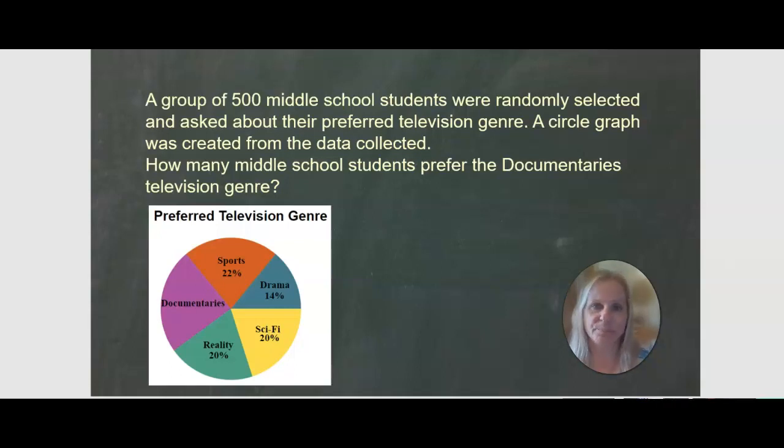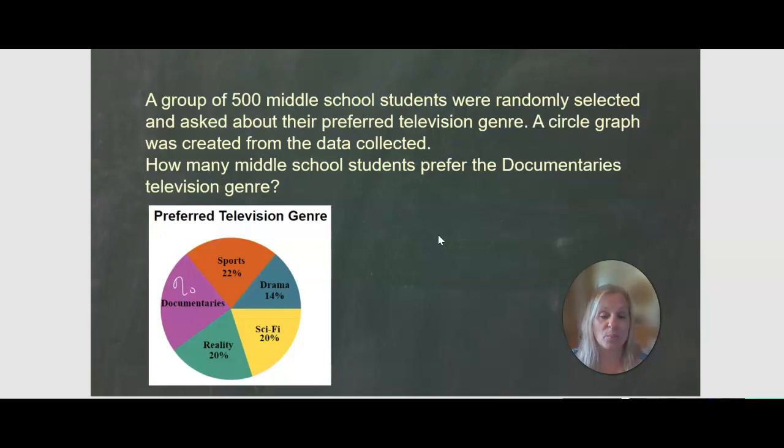500 total. How many middle school students prefer documentaries? Okay, so we're not given a percent for documentary, right? They don't tell us, but they tell us all the rest of the percents. So what do you think we should do? Well, we know that all together we have to get 100% of the circle filled, right? So let's see what percents we've got so far.